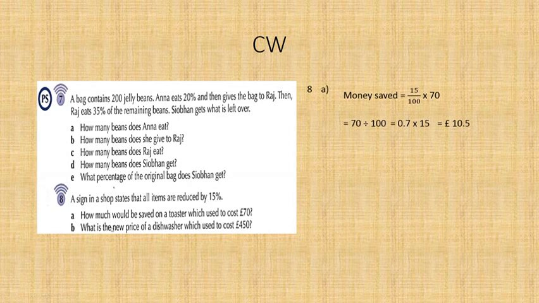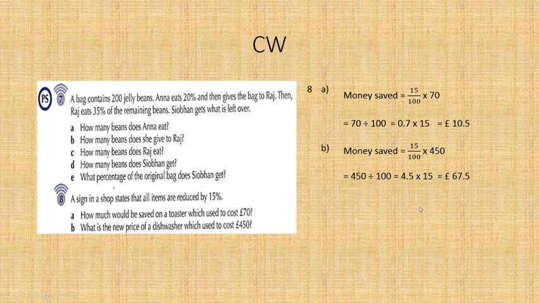Question number B is a little bit tricky. It says, what's the new price of a dishwasher which used to cost 450 pounds? We need to know the new price, not the money saved. So to get the new price, I have to get the money saved first and then subtract it from the total money. The money saved is going to be 15 over 100 times 450, which is 15% of 450. So 450 divided by 100 equals 4.5. And after that, I multiply it by 15, which equals 67.5 pounds. This is the money saved.